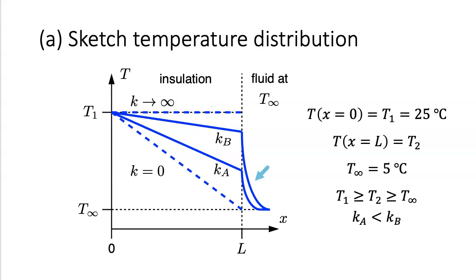Finally, we add a curve as x increases further to indicate that the temperature decreases rapidly from the value at x equals L to the fluid temperature. We will discuss later in the course why this is correct when we cover convection.